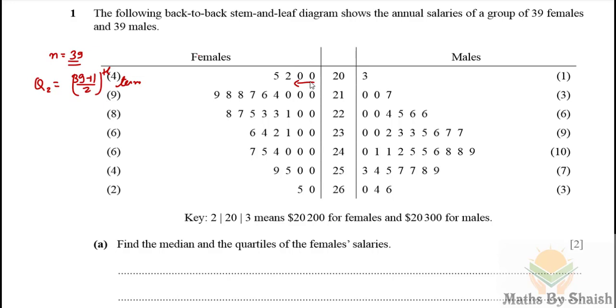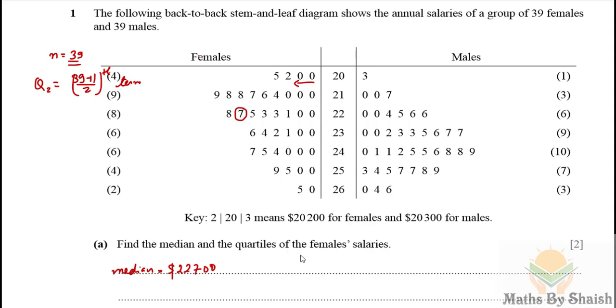So now let's calculate the 20th term. 1, 2, 3, 4. We can see from here 4 plus 9, 13 terms are over, and then 14th, 15th, 16th, 17th, 18th, 19th and 20th. So the 20th term is here. It means the median is going to be the 20th term, and it is going to be $22,700, because this column is 22 and here it is 7. So this is the $22,700 median salary.